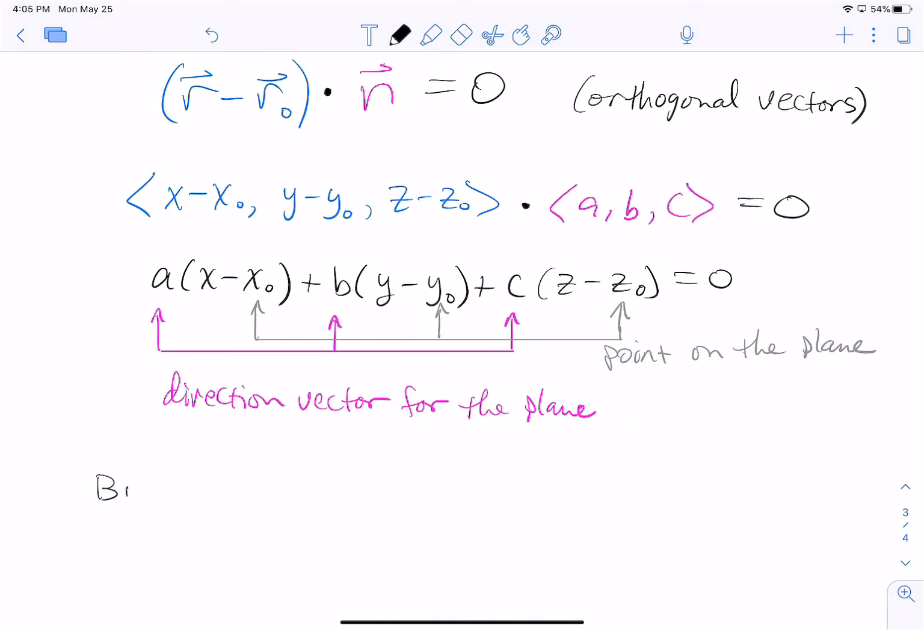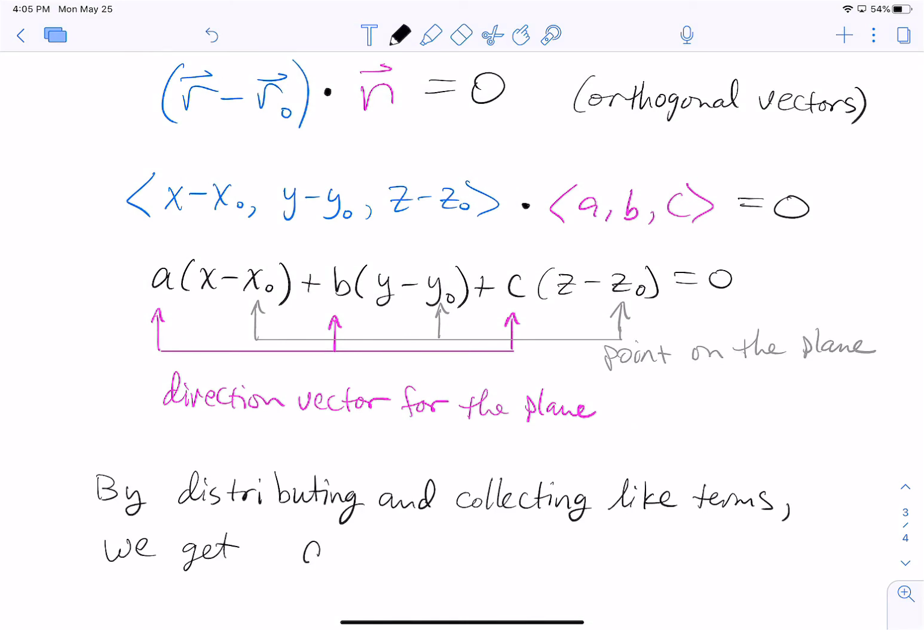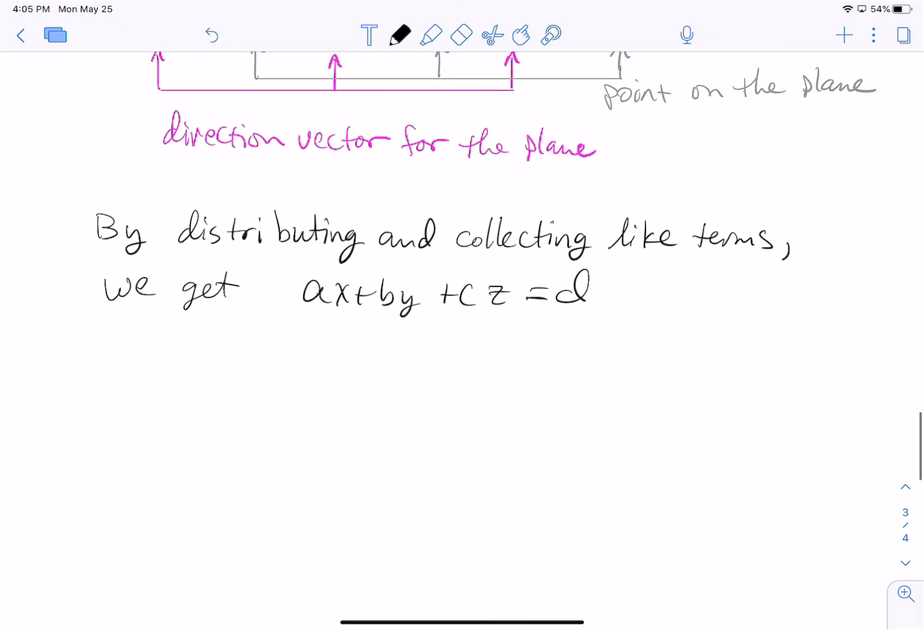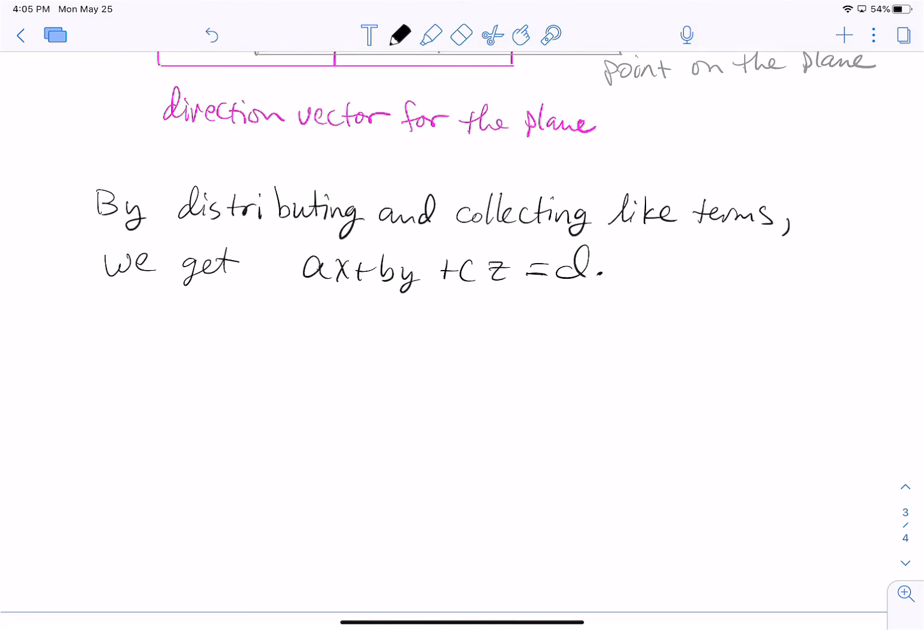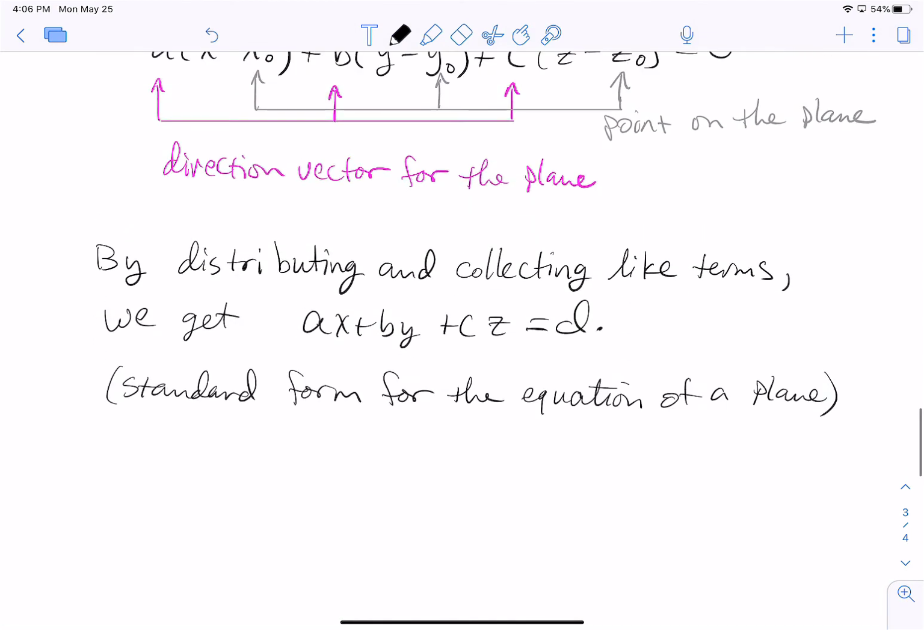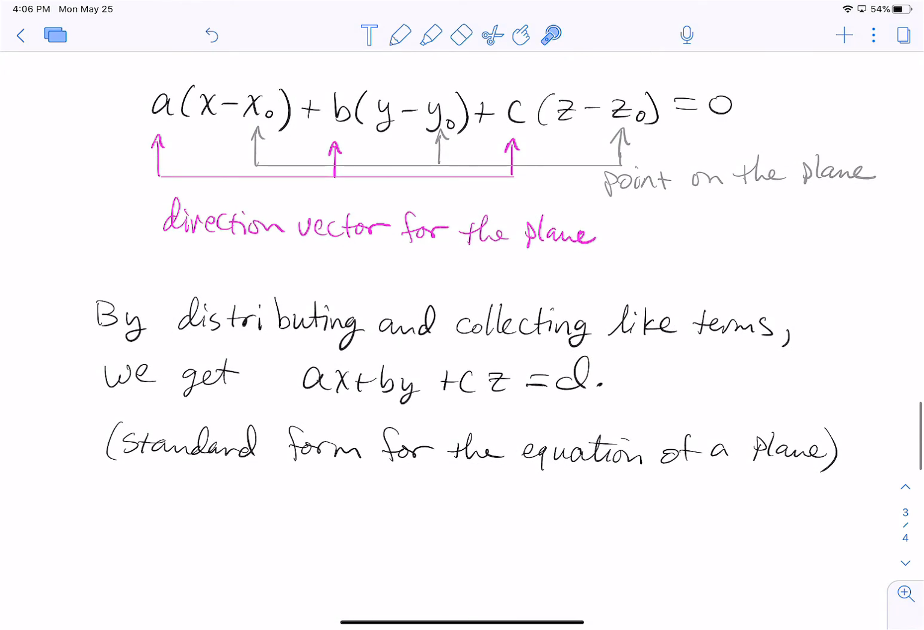By distributing and collecting like terms, we're going to get ax plus by plus cz is equal to d. And this is the standard form for the equation of a plane. You'll note that there's a similarity here between the a times x minus x naught plus b times y minus y naught plus c times z minus z naught. If we didn't have that z component, then this would look very much like the equation of a line on the plane, the xy plane, that is.